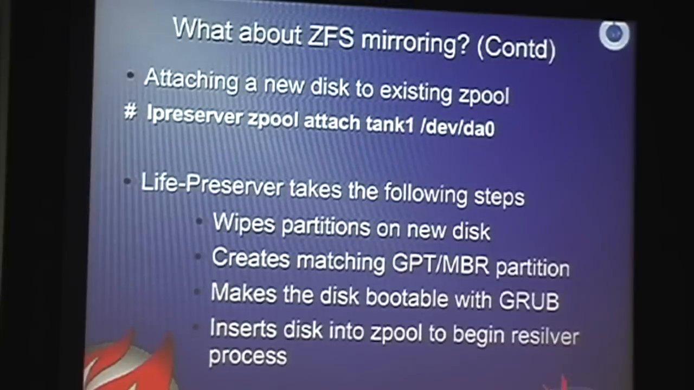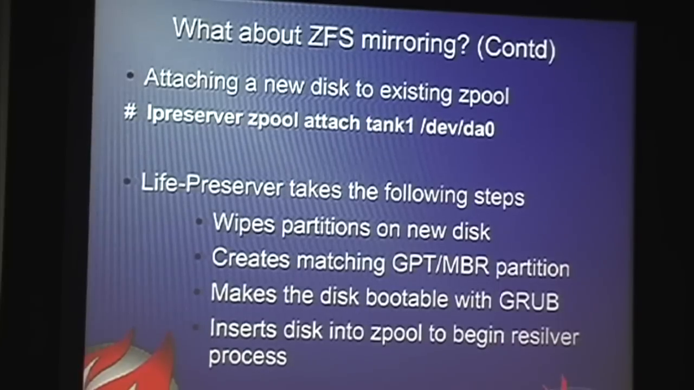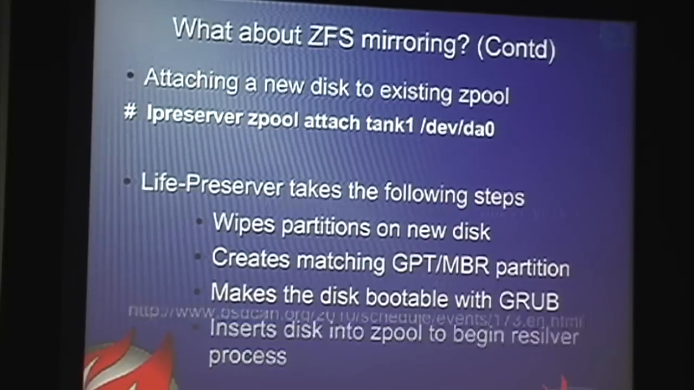It doesn't do much more than that, except it goes through a few other steps where it wipes partitions on the new disk. It'll create matching GPT or MBR partitions, so your new disk will align with your old one properly. It'll then make the disk bootable with GRUB. So as soon as you insert that into the pool, you can reboot off it, and then it'll begin the restore process. So once that's done, you're good to go.